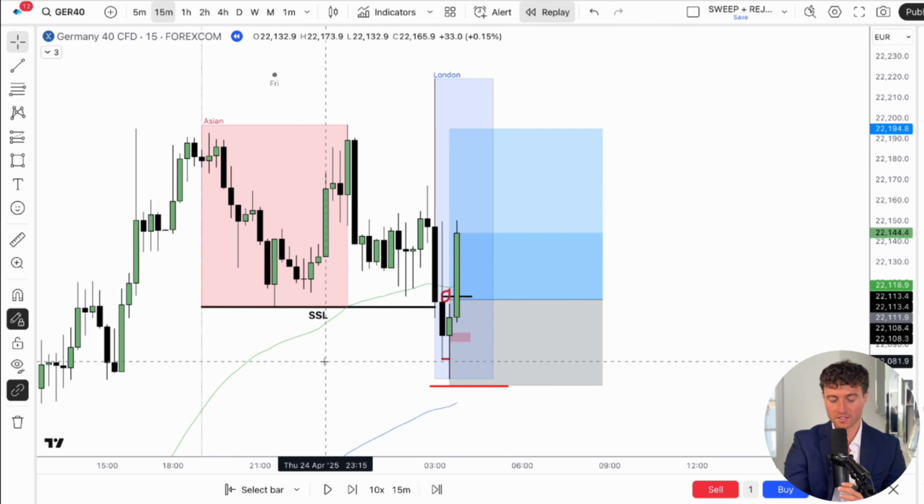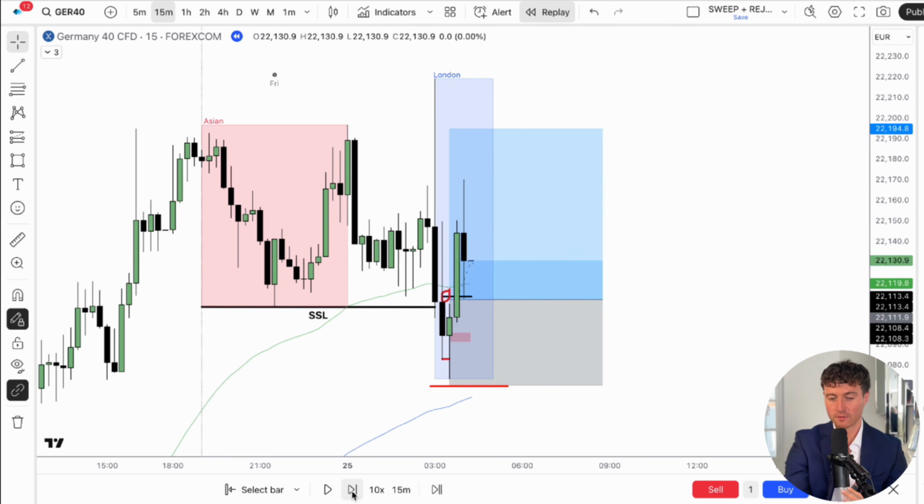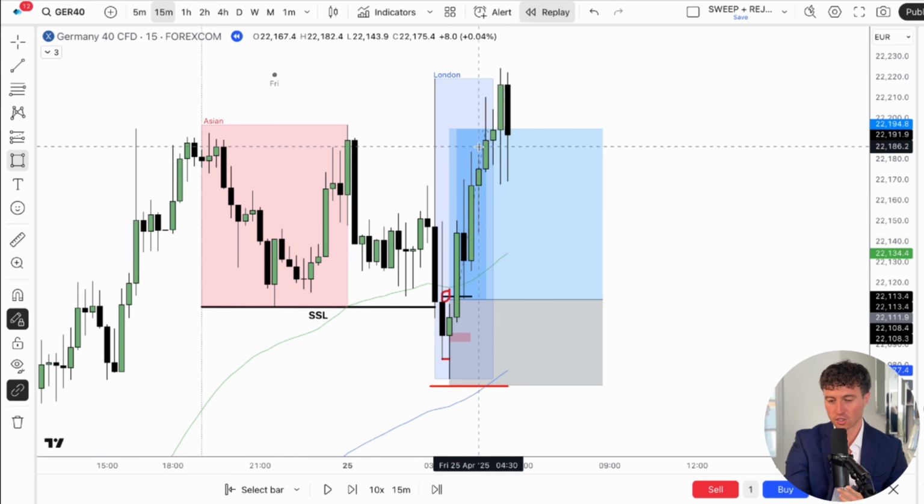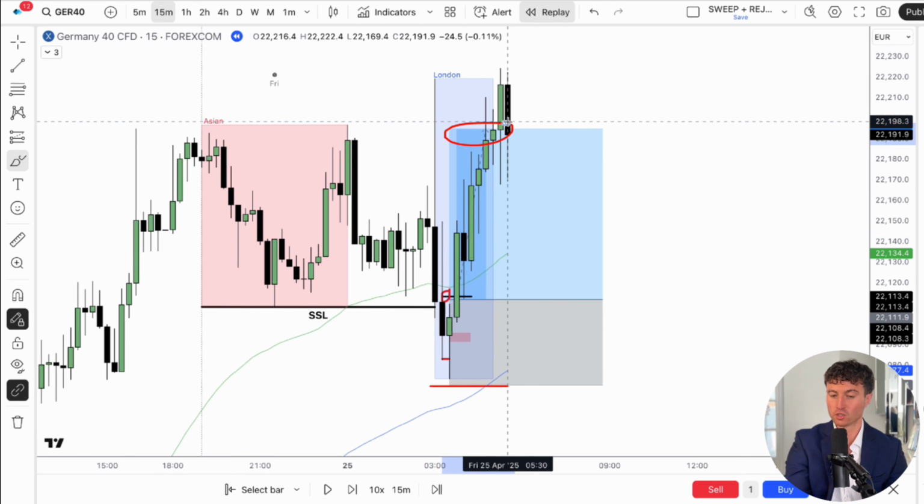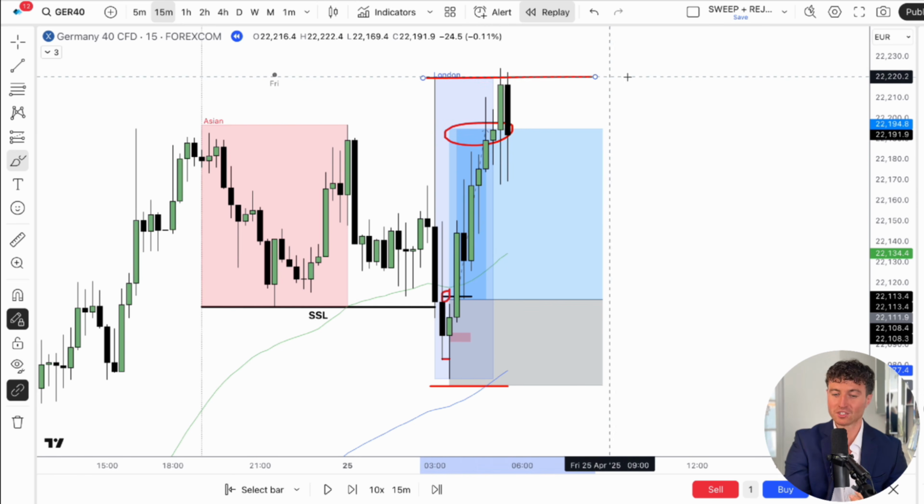And so this is a very, very high probability setup for a continuation higher. So we're back to the 15-minute time frame right here. We're triggered long in this trade. And as you can see during the London session, this trade hit take profit for a 1 to 2 risk to reward. And we ultimately ran the buy side liquidity right here.